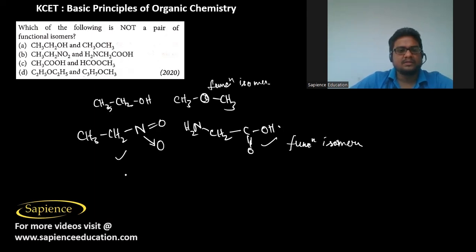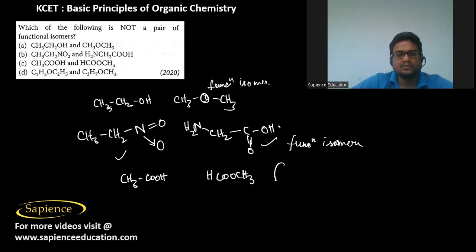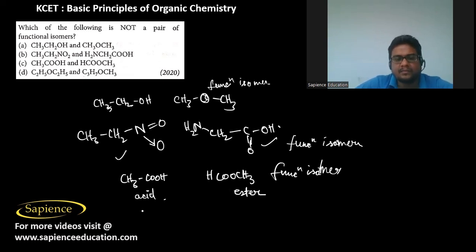And CH3COOH and HCOOCH3, so they are also functional group isomers, since here one is an ester and one is a carboxylic acid group. In the other one, it is acid and amine, so it is an amino acid, and this one is a nitro group, so the functional group is not the same. And here also it is alcohol and this one is ether, so the functional groups are not the same. So the first three options are functional isomers, so it means option D should be the answer.